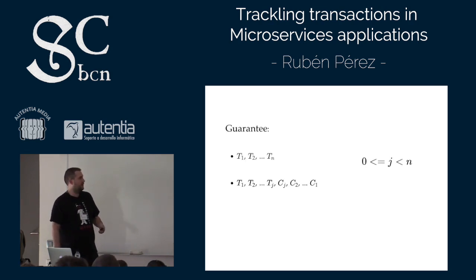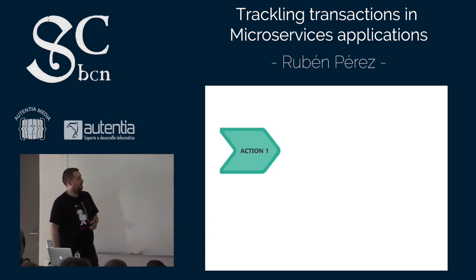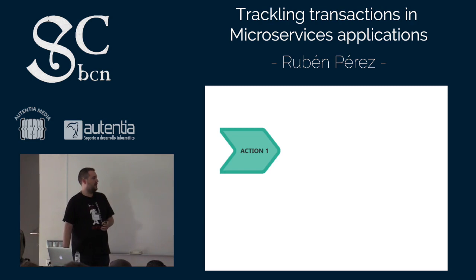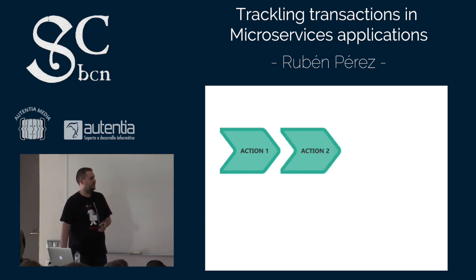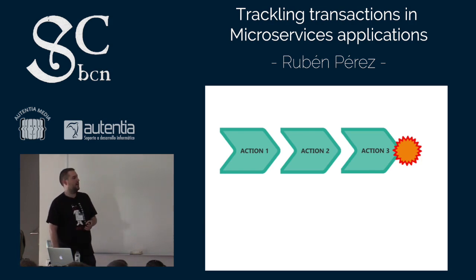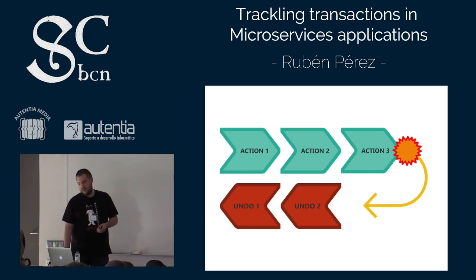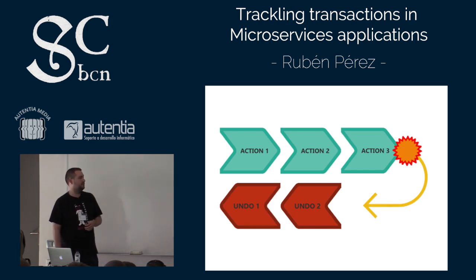So in a formal way, sagas guarantee that either each of our steps completed successfully, or if one failed, we will start compensating all the previous work. And in a more visual way, if our transaction has action 1 that completes, action 2 that completes, action 3 that failed, now we have to undo the work of the action 2 and undo the work for the action 1.